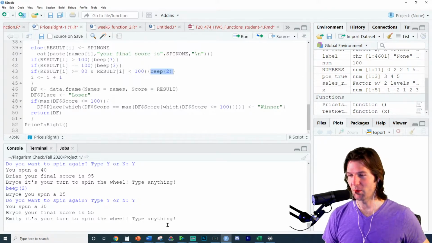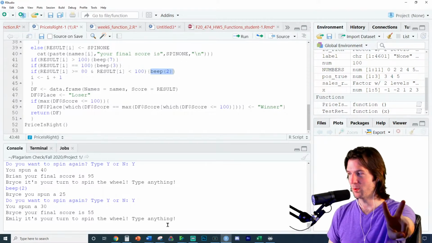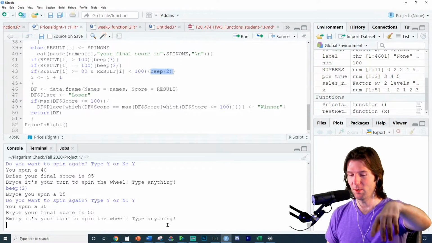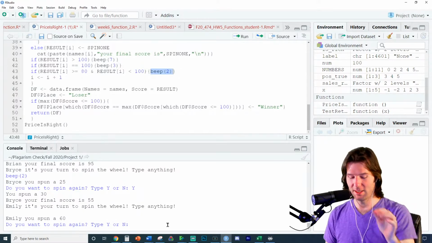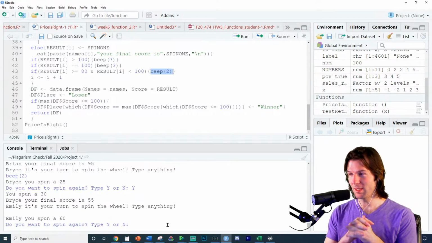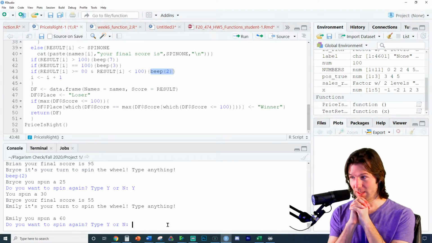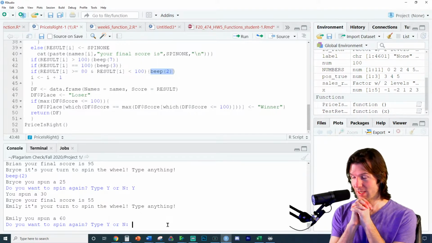I'm going to spin the wheel for Emily in 3. Just type spin in the chat. 2, 1. Here we go. Spinning the wheel right now. 60. And do you want to spin again, Emily? Do you want to spin again with this 60? Do you want to spin again? You're not winning right now, but you are in second place.